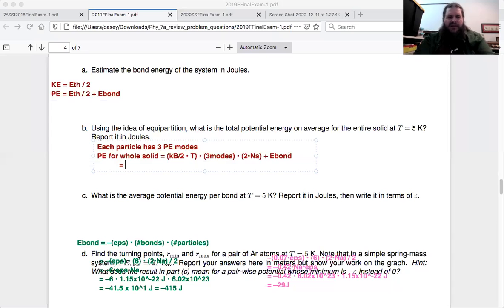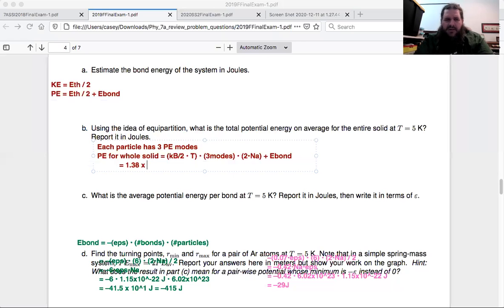And if we actually calculate that, we've got Boltzmann's constant. What is Boltzmann's constant? Is that like 1.3 times 10 to the negative 22 or something? It's 1.38 times 10 to the negative 23. Okay, thanks.